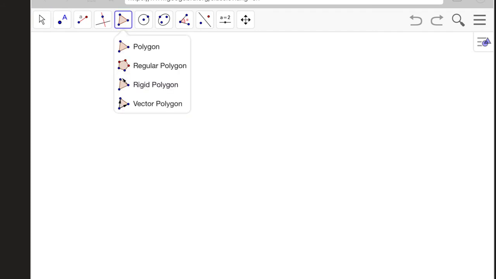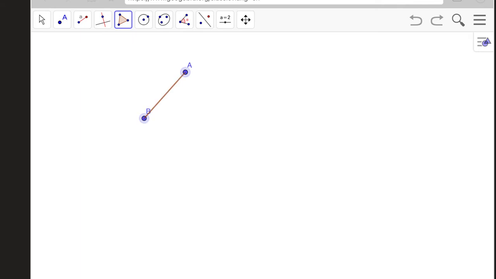So let's begin. Let's find the triangle icon that looks like that. Hit Polygon if you can, and we're going to make a triangle here. And there's our triangle right there. So let's find out the side lengths of this triangle.